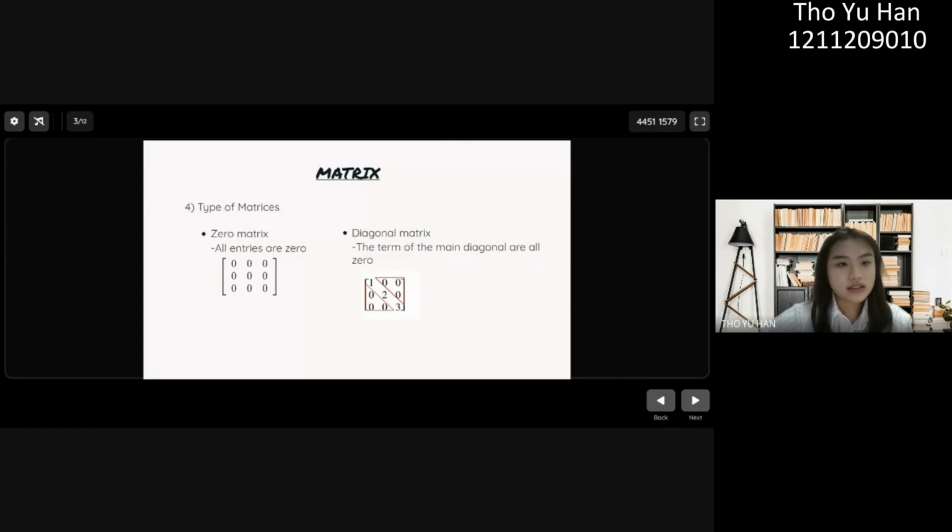So now is the types of matrix. As my previous member Eileen said, there are 4 types of matrix, which are zero matrix, diagonal matrix, scalar matrix, and identity matrix. Zero matrix means all the entries are zero. Diagonal matrix means the terms off the main diagonal are all zero. You can also understand that it's a matrix having non-zero elements only in the diagonal running from the upper left to the lower right.